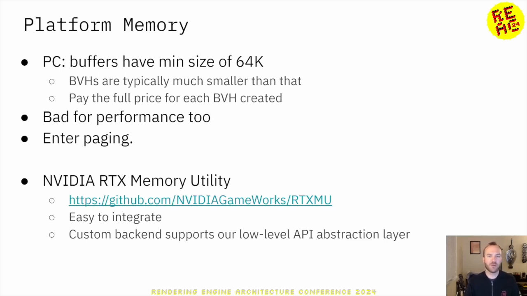By allocating memory pages and distributing portions of those pages, the minimum size requirements of buffers is no longer a problem. The page is a multiple of 64K, and BVHs need only be aligned to 256 bytes. As we had a partnership with NVIDIA for ray tracing, we got their help and used their RTX memory utility to manage the paging. It was simple to add and allowed us to implement a custom backend that would integrate with our engine's low-level graphics API abstraction layer.